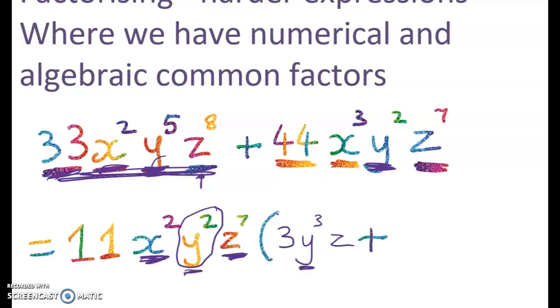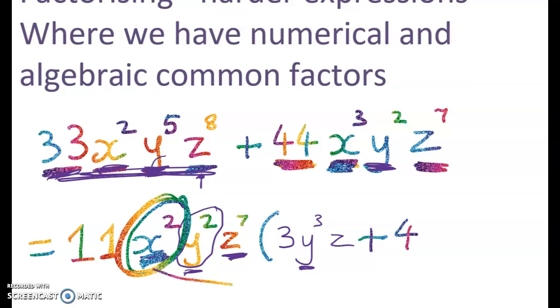Right, okay, so now we've got plus what? 11 times what gives me 44? 11 fours. x squared times what will match up to x cubed? So I've got x squared sitting out here as my common factor, and I need it to give me x cubed, so I have to times by x.